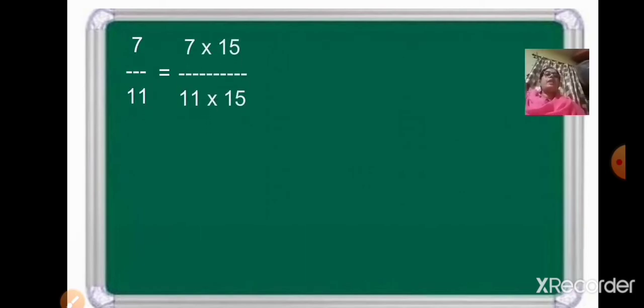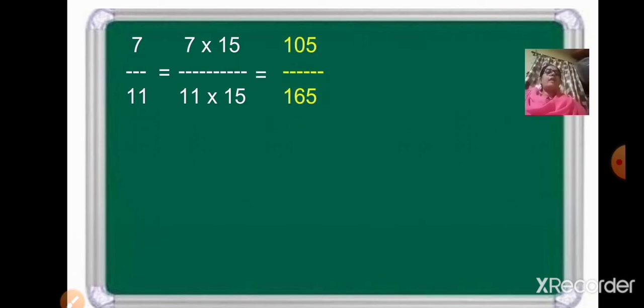Now 11 into 15 will give you 165. When you are multiplying the denominator by 15, the same number, that is 15, will also be multiplied by the numerator. So 7 into 15 will give you 105 and 11 into 15 will give you 165, which is the LCM you have got.